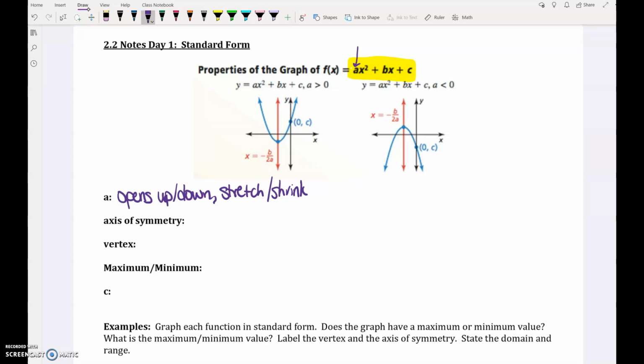With vertex form, we were able to see what the axis of symmetry was because we could see the vertex in the formula. In standard form, you cannot see the axis of symmetry just from the equation. You're going to have to calculate it. And the formula is x equals the opposite of b over 2a.